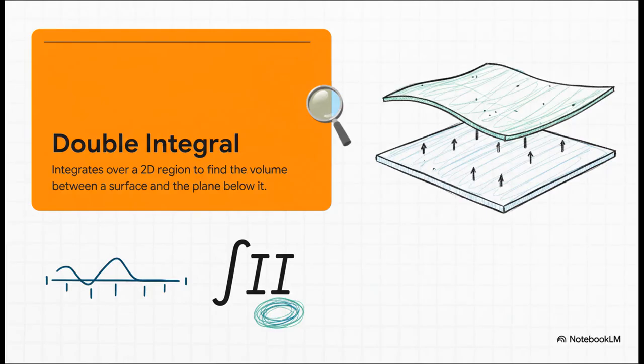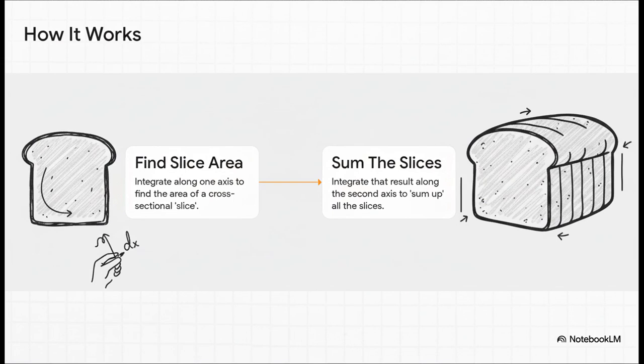A double integral basically does for volume what a single integral does for area. It's a method for summing stuff up, but this time it's over a whole two-dimensional region, like a square or a circle on the ground. It gives you the total volume between that floor and whatever curved ceiling is hanging above it. So how does this thing work? It's actually really clever, and it builds on what we already know.